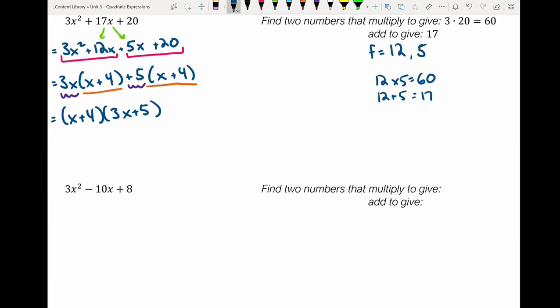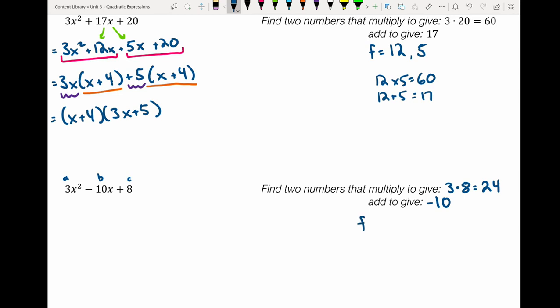So I have 3x squared minus 10x plus 8, and I'm looking for two numbers that multiply to give me the product of 3 times 8, which is 24, and they add to give me negative 10. So again, it's a complex trinomial. That's why we're trying to find two numbers that multiply to give us a times c, which is a and c right there, and add to give us b, that middle value.